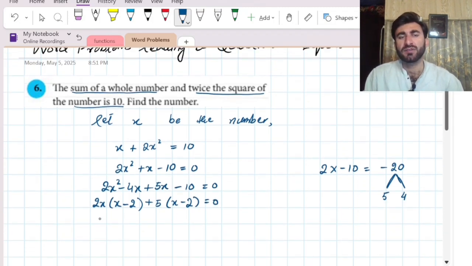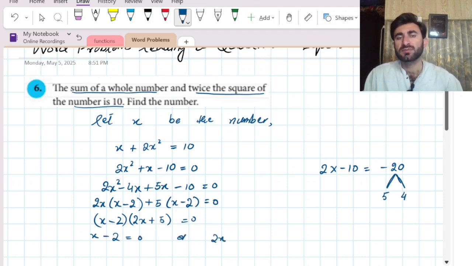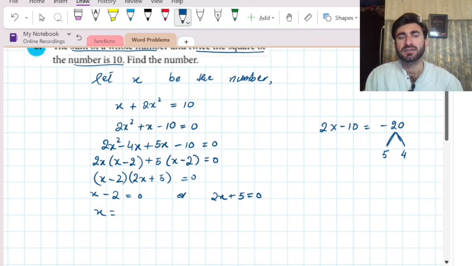Once again we can take x minus 2 as common: x minus 2 times 2x plus 5 equals 0. Because the product of two factors is 0, one of them must be 0, so we can write either x minus 2 equals 0 or 2x plus 5 equals 0. The values of x coming are x equals 2 and x equals minus 5 by 2, which cannot be the value because it is a negative number as well as a fraction, that's not a whole number. So the value of x is 2, thus the required number is 2.